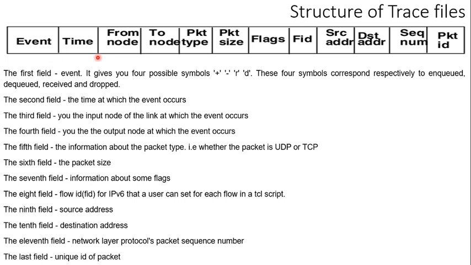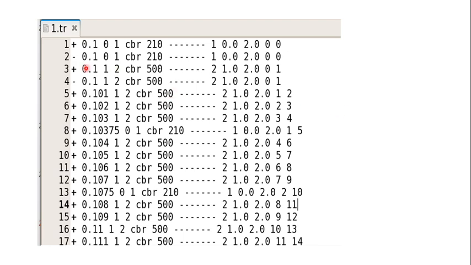Like this, there will be 12 fields in the trace file. Now let's see a few examples. If you observe here, in a few cases there is plus, again minus, plus, minus, again plus, plus, plus. So in this example, the first field is the event. What does the event mean?